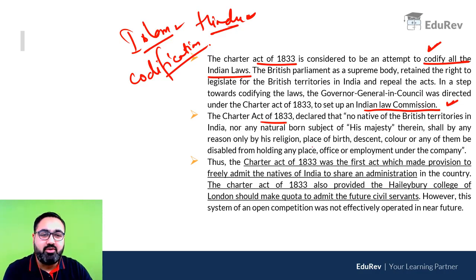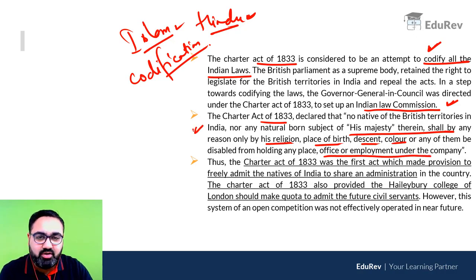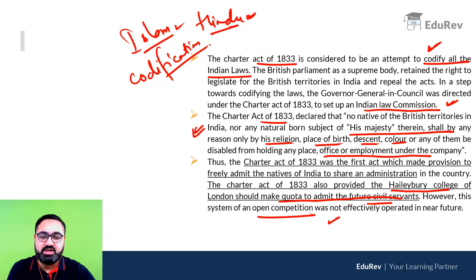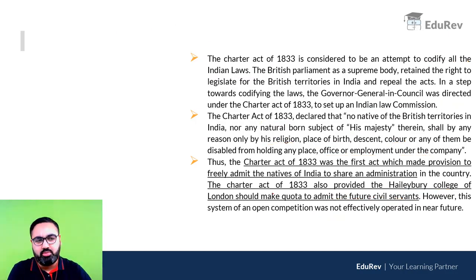This act also said that from now onwards, there would be no discrimination amongst Indians on the basis of their religion, birth, descent, etc. when it comes to employment under the company. So one of the problems that Indians had was till now only the English were allowed to work under the company. Government jobs were not open to Indians. This act said this will now make the government jobs open to Indians also. It also said that a college would be set up called the Haileybury College of London, which would train the future civil servants, and it would have an open competition. Anyone who wants to serve in the company would have to go through a competition.